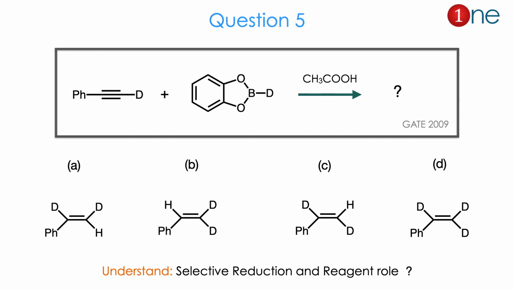Then question number 5. The starting material is an alkyne, you are using bulky boron, then you are using acetic acid. They ask you to find the product. The product is an alkene, where the deuteriums can be cis to each other or trans to each other, or deuterium on the same carbon, geminal, or deuterium on different carbons. So there are 4 possibilities. 2 are geminal, 2 are vicinal. Vicinal has trans and cis. That is the question. From the reactant to product you might guess selective reduction occurs. The role of the reagent is important here. The answer is C. Let us see how.